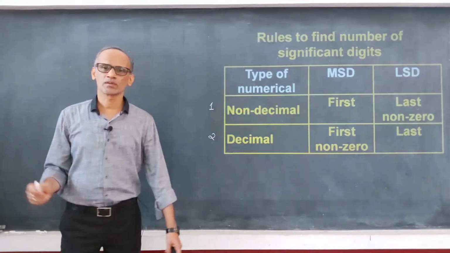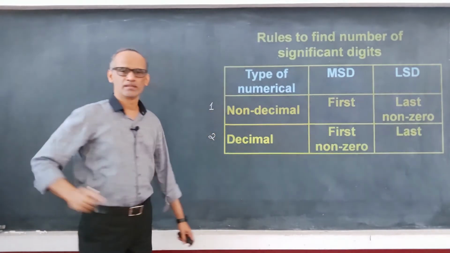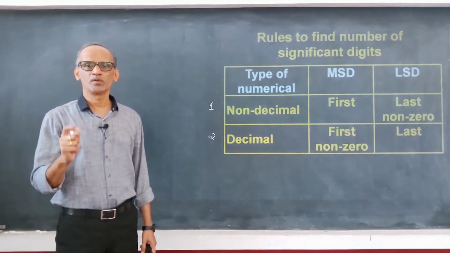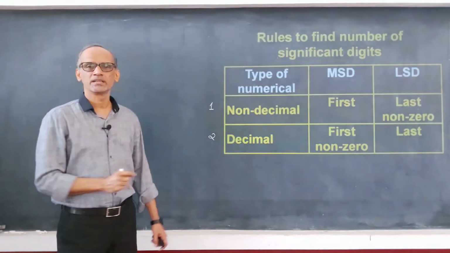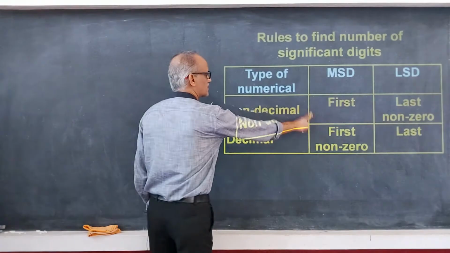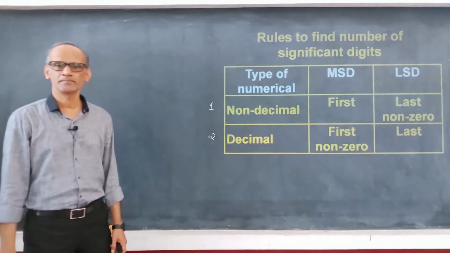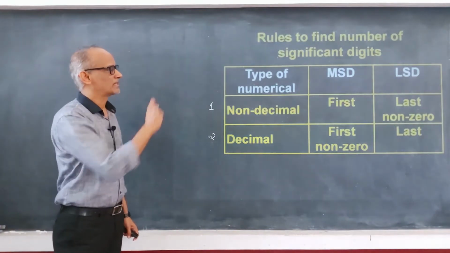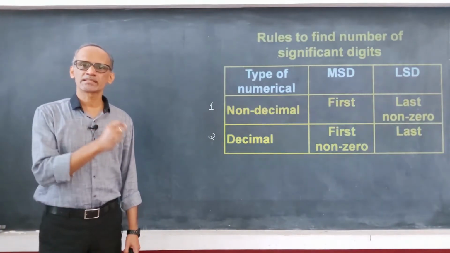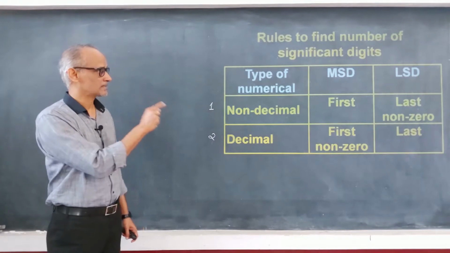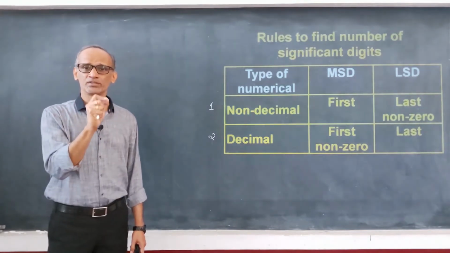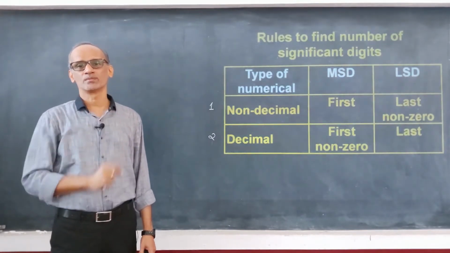So first, what is the rule? If it is a non-decimal, the most significant digit, MSD, is the first digit. Are you clear? Okay. Then, which is the least significant digit? The least significant digit is, see that, the last digit which has to be non-zero. Are you clear with that?